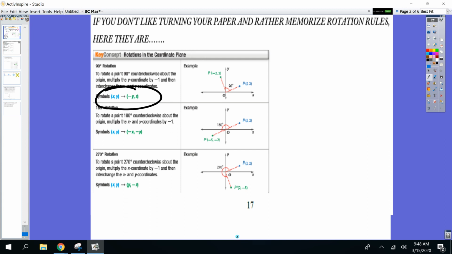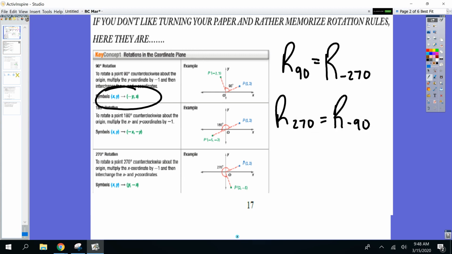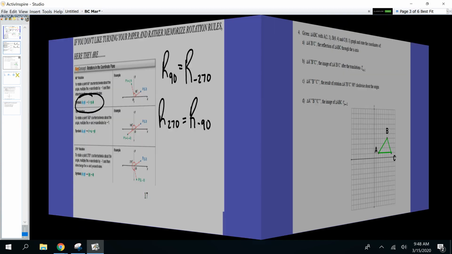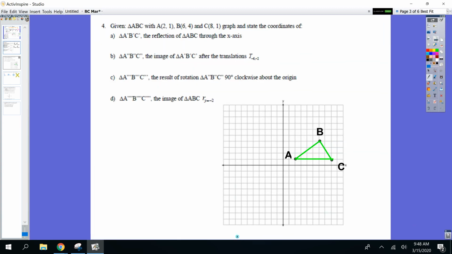All right, and also just keep in mind that rotating 90 degrees is the same as rotating negative 270, in a clockwise direction. And if you rotate 270, that's the same as rotating -90. Okay? So there's the quick run through rotations. What I want to do now is just go over every transformation we've done so far on one problem. All right, so I'll give you a second right now. Pause the video, go ahead, graph triangle ABC, and we'll talk.